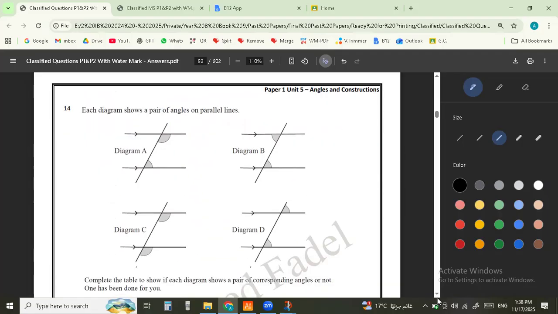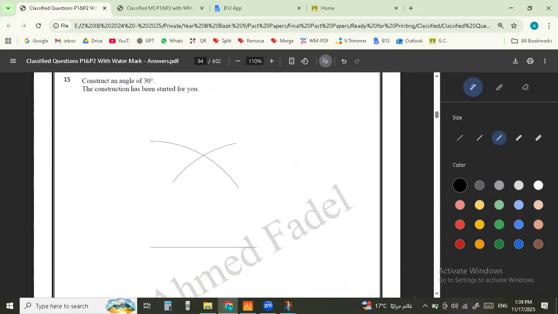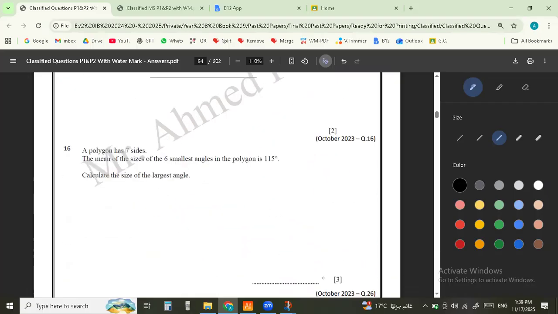Complete the table to show if each diagram shows a pair of corresponding angles or not. Corresponding angles. Diagram A, no. Done for you. Diagram B, no. Diagram C, yes, corresponding. Diagram D, yes, corresponding. Construct an angle of 30 degrees. There is a whole video explaining how to do this in the constructions lesson.